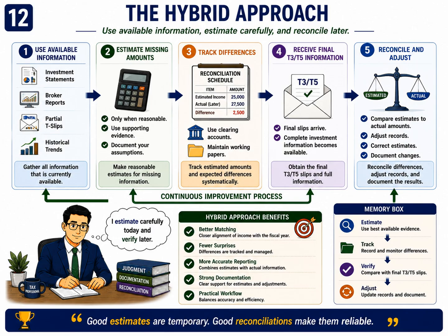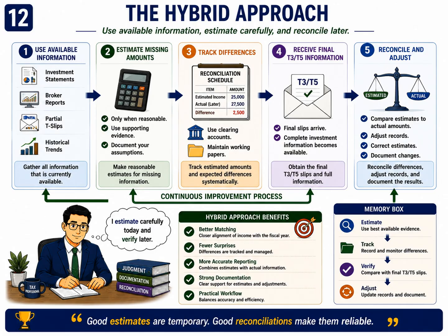The fourth step occurs when the final information arrives. Eventually, the T3 and T5 slips are received. At this point, the uncertainty begins to disappear. The accountant now has access to the actual investment income information and can compare it against the earlier estimates. And that leads directly to the 5th step: reconcile and adjust.